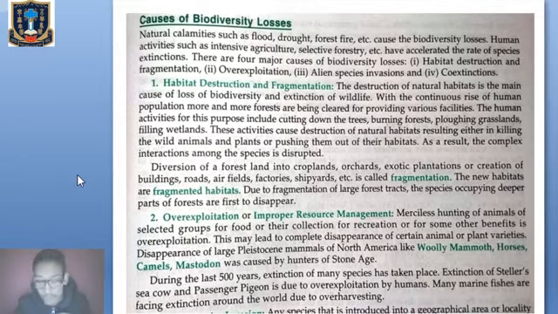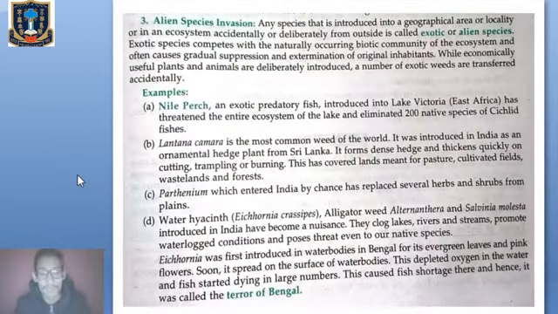So over-exploitation of natural resources is also causing the loss of biodiversity, and here human beings are the main culprit. The third one is alien species invasion. Now, what does alien species mean?